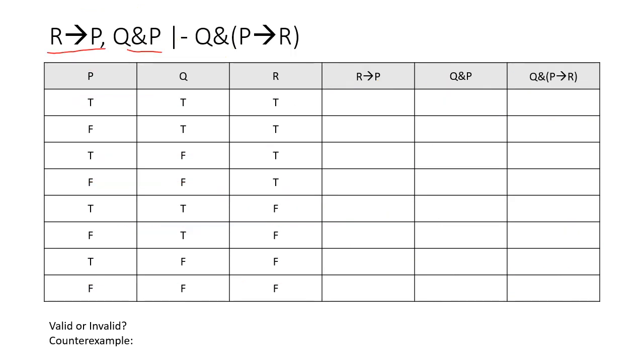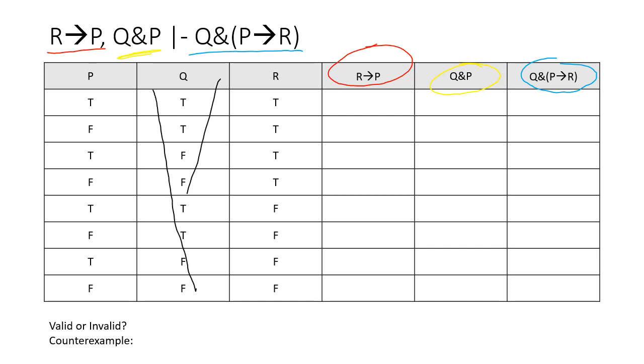Again, we got two premises here. I guess I should do different colors. So there's one, there's the other. Those are our premises. Here is our conclusion. So again, these are sort of simple. They're just one operator for the premises. So what we're going to do is we'll just do the R arrow P first.